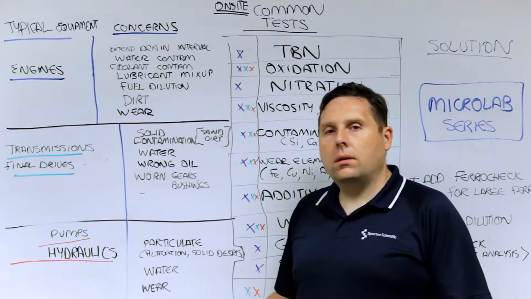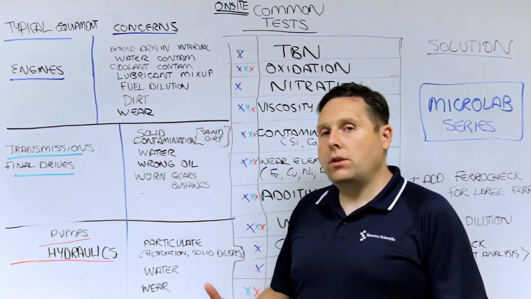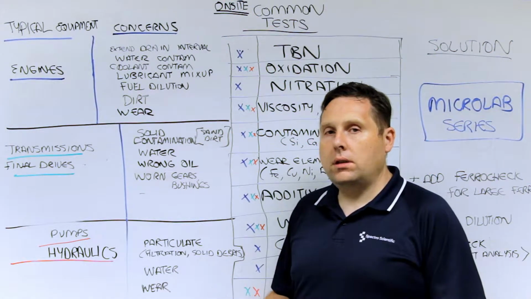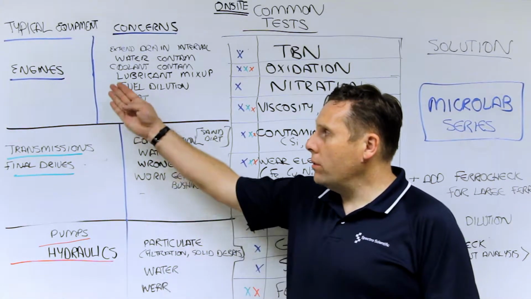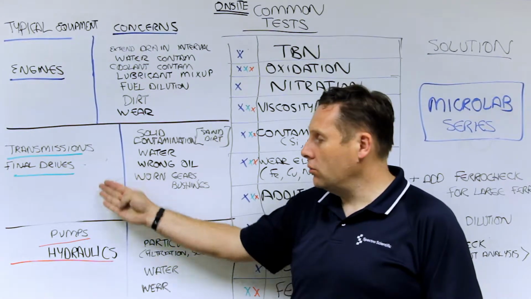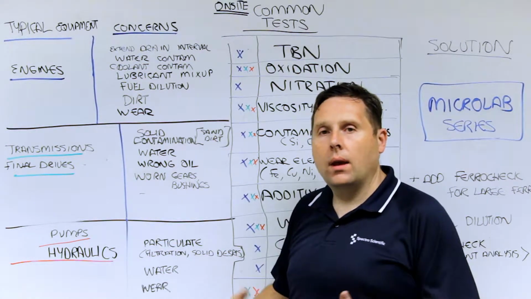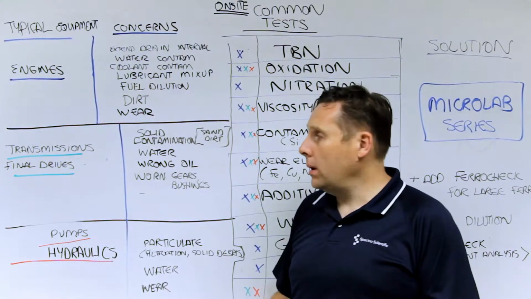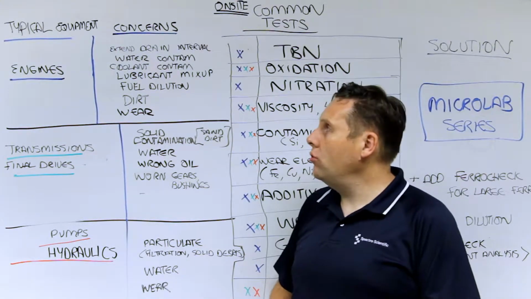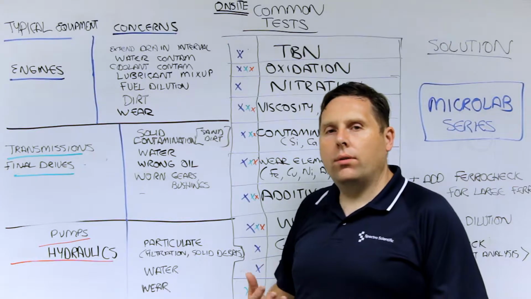So what is the typical type of equipment that we mentioned earlier, the components that are typically found in fleet applications and municipal fleets? Well, obviously you've got engines, transmissions, final drives, pumps, hydraulic systems that are quite common on a lot of your major equipment like buses, construction equipment, and of course you can also have it on passenger vehicles. So what are we concerned about?